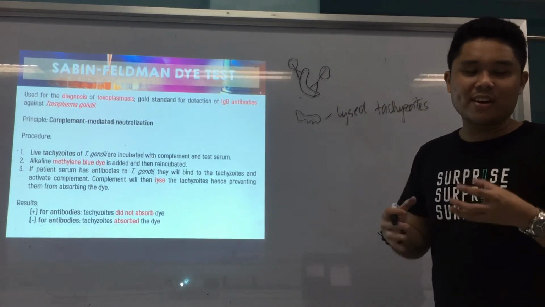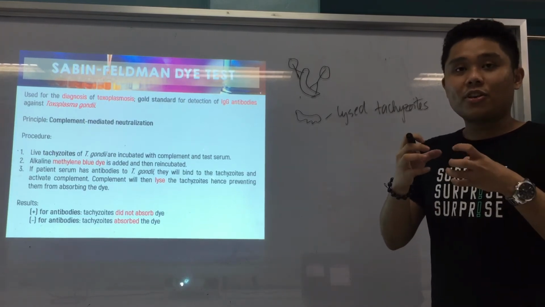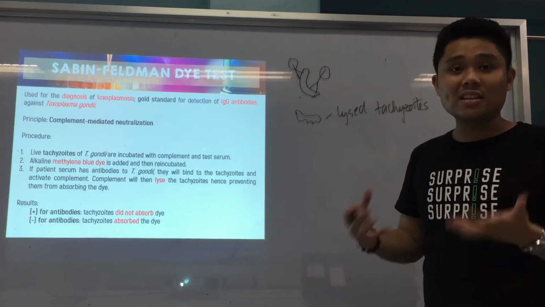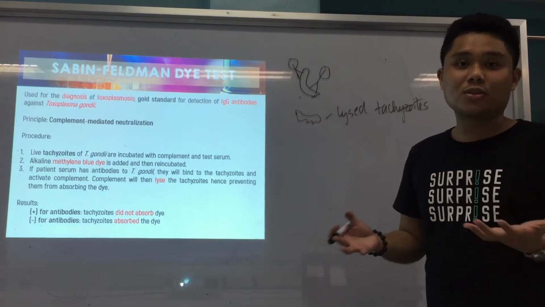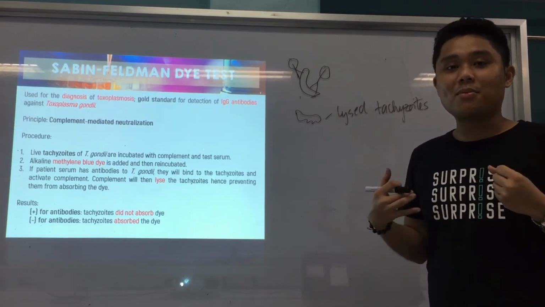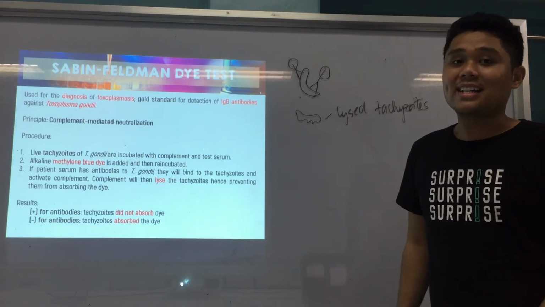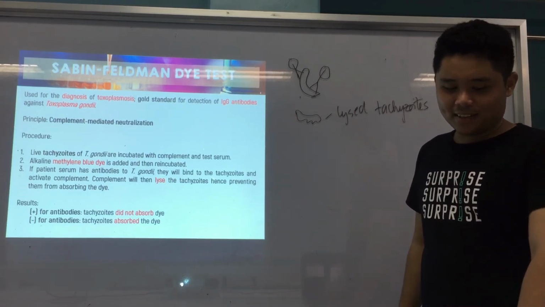So because of the activation of the complement, the tachyzoids will lyse, and therefore they already have holes. So they cannot absorb the methylene blue dye anymore. All right, that's the Sabin-Feldman dye test. I hope you understood.